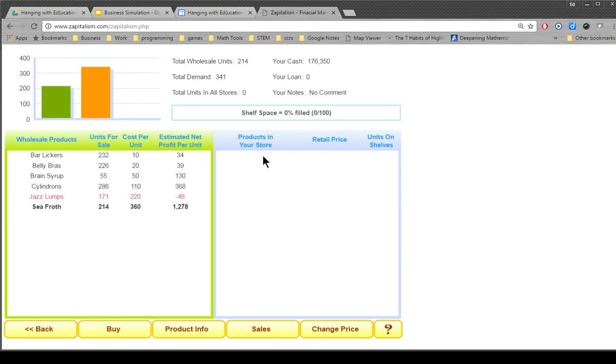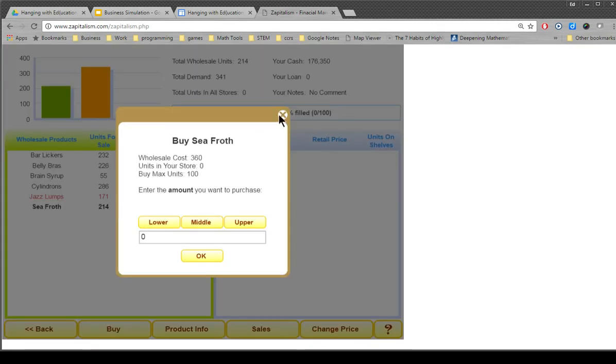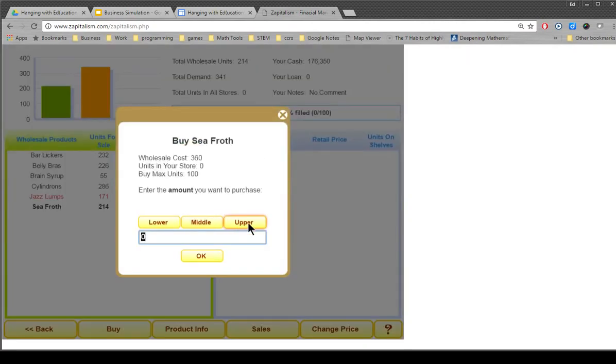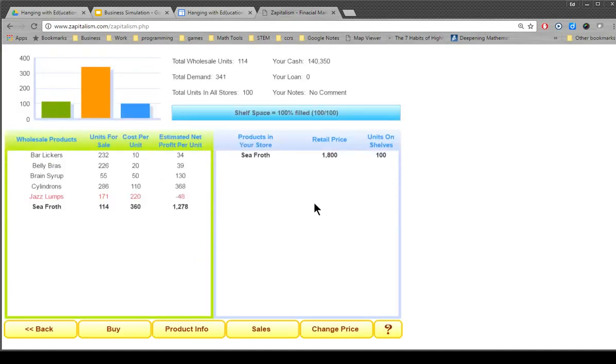So let's look at estimated prices. Nobody's going to go near Jazzy Lumps anymore. Sea froth has been a biggie for me. My store is empty. And you know what? I'm just going to keep riding the sea froth, because why not? It's been a winner for me. I don't have to think. I could just put it out there. The customers buy it. I'm running a business.